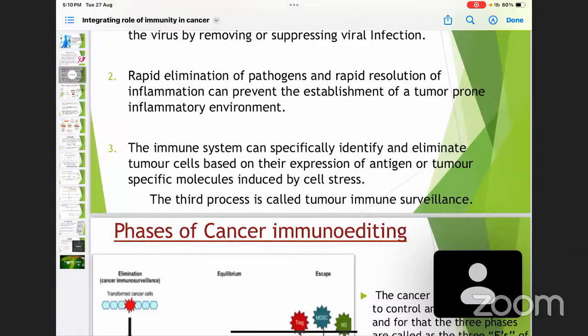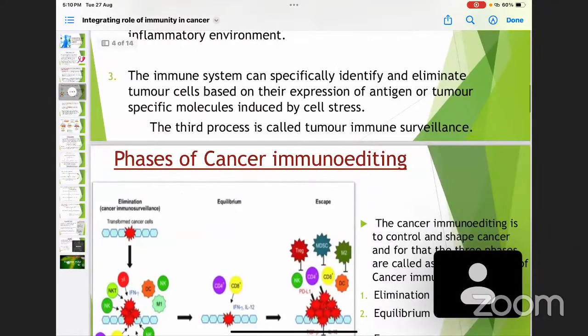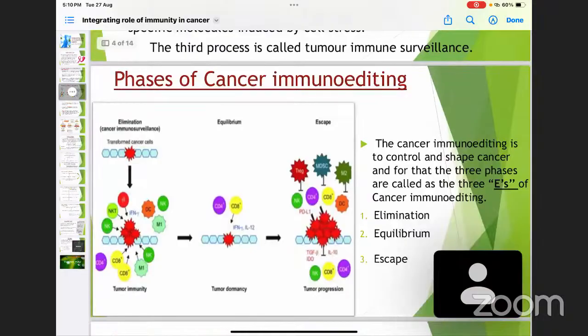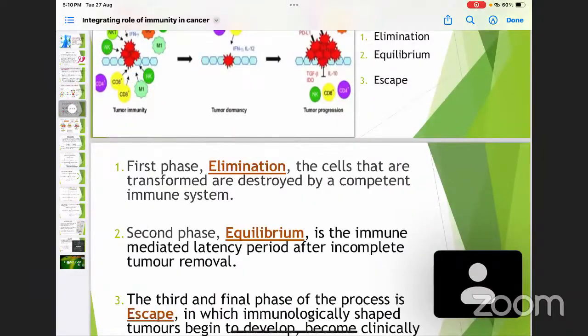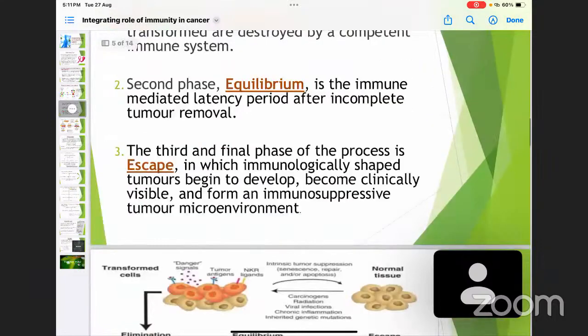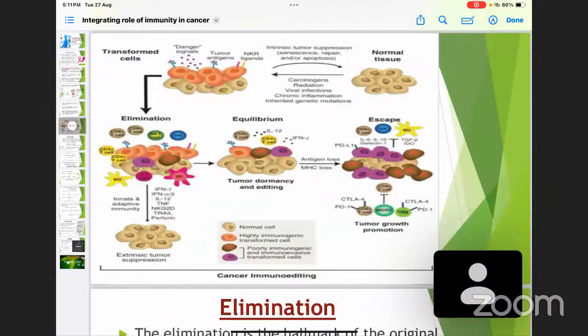The next is the phases of cancer immunoediting. So what is immunoediting? Immunoediting is the body's mechanism against cancer and is described as a relationship between the tumor cells and the immune system. As we know, immunoediting has three main phases. The first phase is the elimination phase, the second phase is the equilibrium, and the third phase is the escape phase. As we can see in the given chart, normal tissues are converted to transformed cells, and then it's converted to tumor growth promotion.